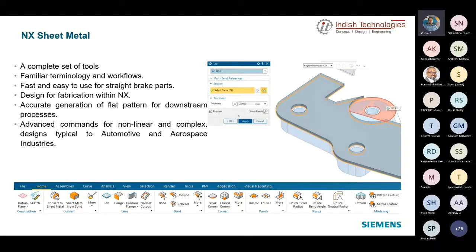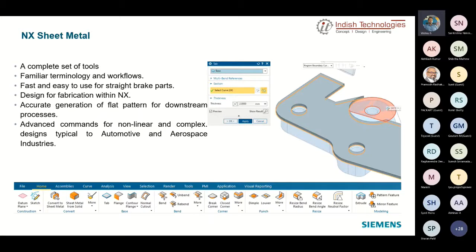So, NX Sheet Metal. NX Sheet Metal provides a complete set of tools within the NX design environment that allows for simple and fast design creation of sheet metal parts depending on the material standards. NX Sheet Metal is designed with familiar terminology and workflows, which makes the learning curve very smooth for new users. The commands in the design process are built keeping the manufacturing aspect in mind as well.